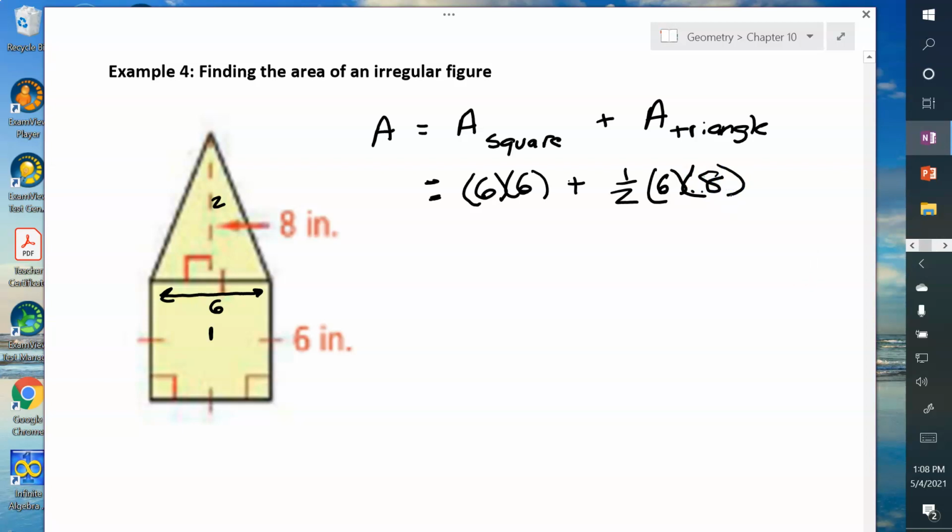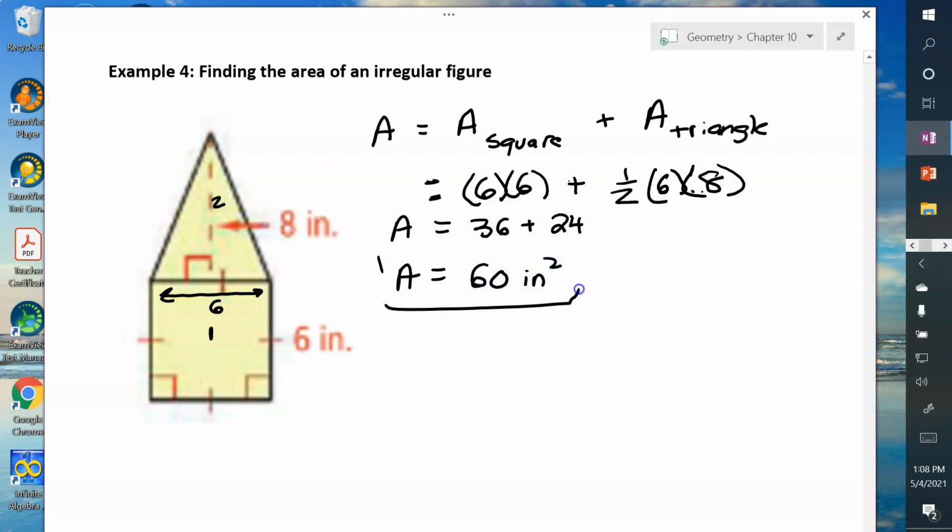So I'm going to go ahead and work this out. I have 36 plus 1/2 times 6 times 8, which is 24. So if I add all that together, I get 60. So my area is going to be 60 square inches.